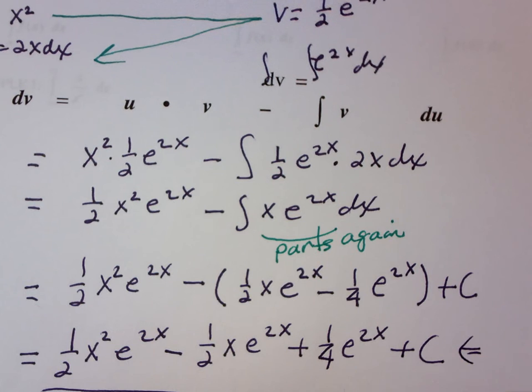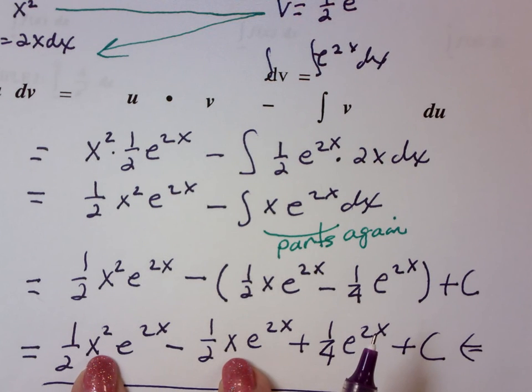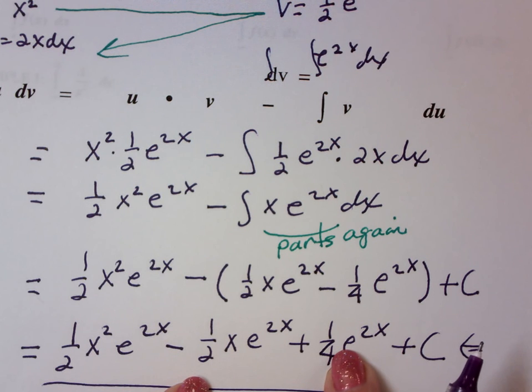So what you notice is x squared, x, no x. And see, if you had an x cubed, you'd have to do it 3 times. Hopefully you'll never run into that.